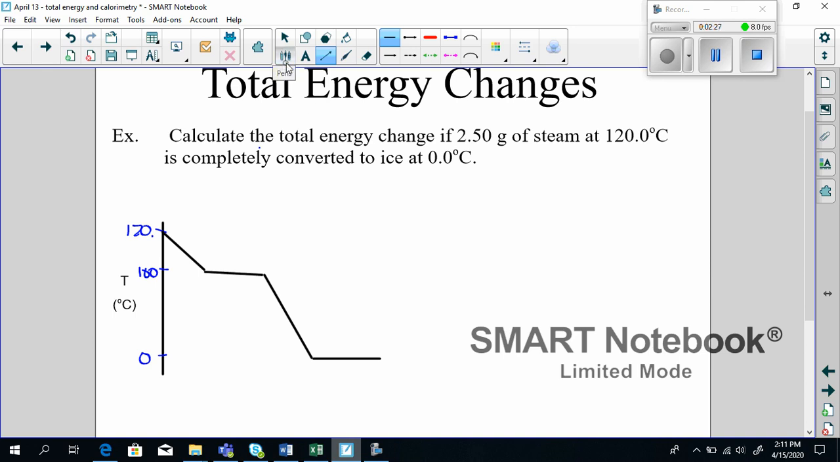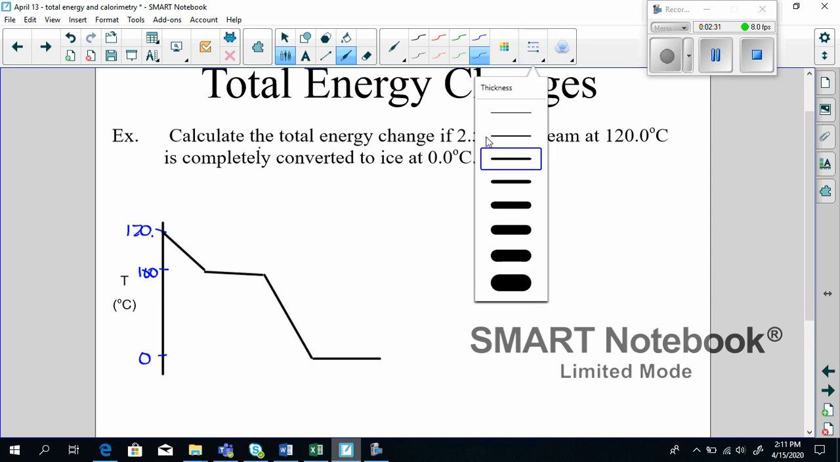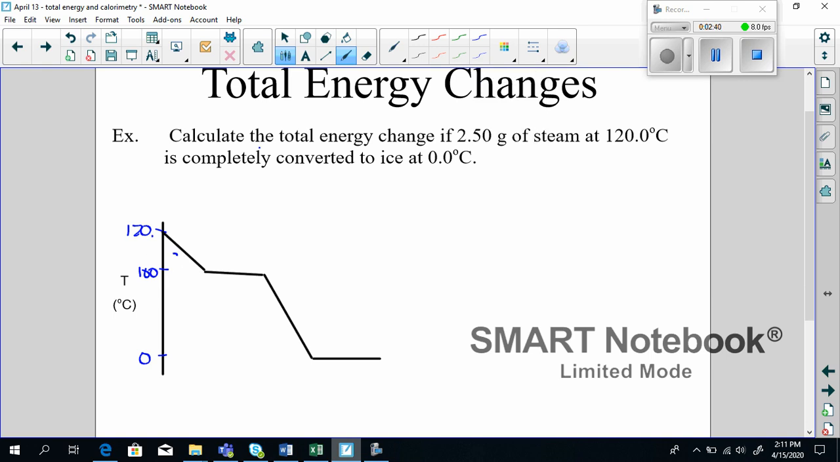As we talked about in the other example, what we should do is label each section in terms of what type of energy we have and what state of matter it is. Between 120 and 100, we know that that's a gas, so I'm going to put a G there, and we convert here from a gas to a liquid. Between 100 and 0, we have a liquid, and at 0 degrees, it goes from a liquid to a solid. So there are our states of matter.